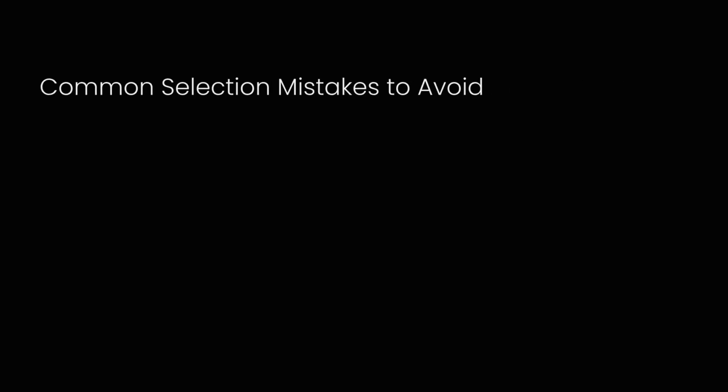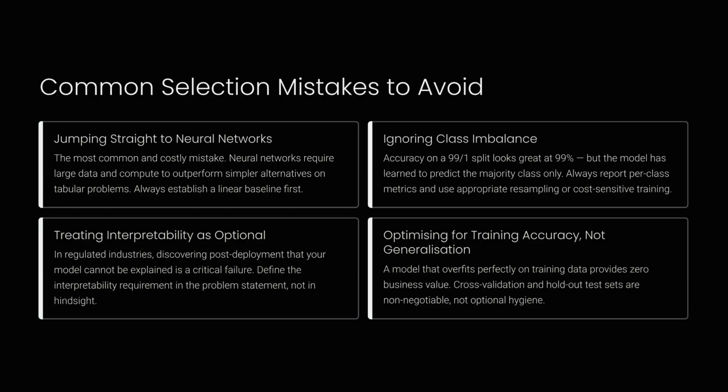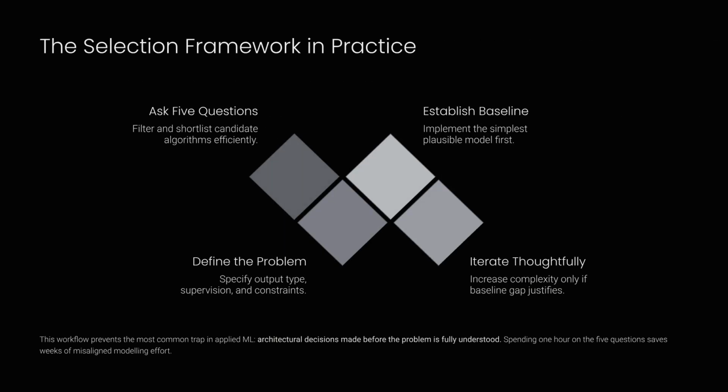Let's review common selection mistakes to avoid. The most common error is jumping straight to neural networks, which require large data and compute. Always establish a simpler linear baseline first. Also, avoid ignoring class imbalance, which can lead to models predicting only the majority class. A critical mistake is treating interpretability as optional. Define interpretability in the problem statement, especially in regulated industries. Finally, optimize for generalization using cross-validation and test sets, not just training accuracy, to prevent overfitting.